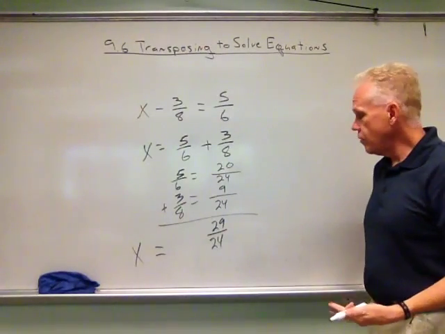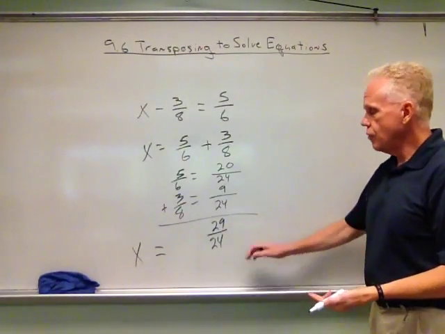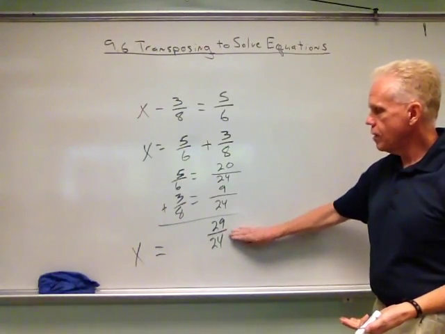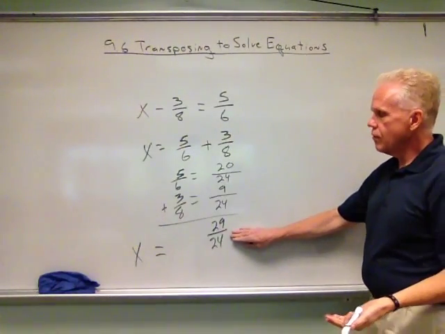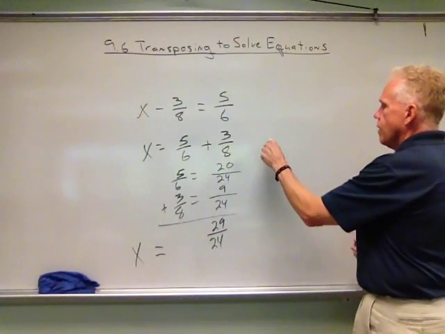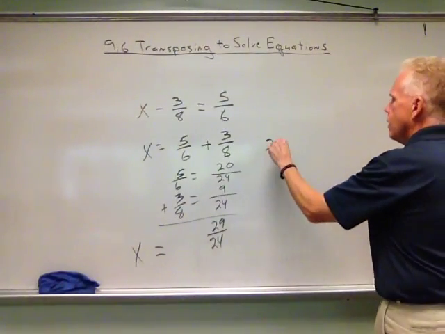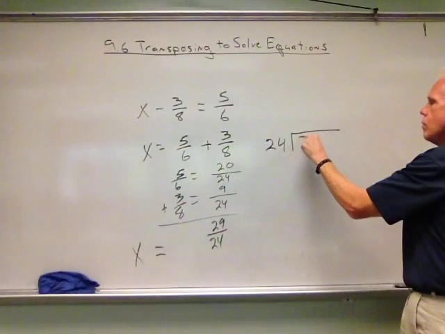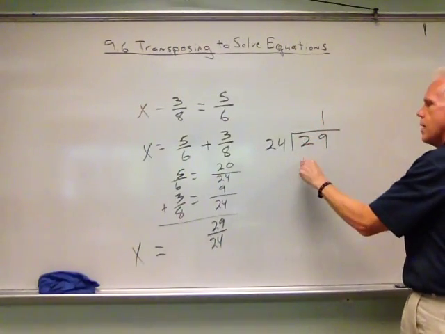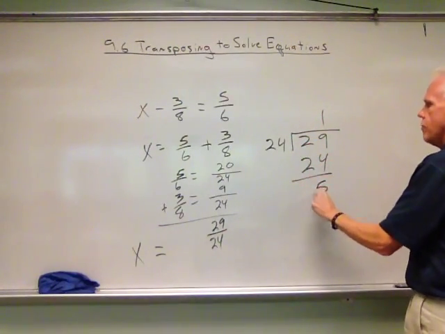Now, if for some reason you decided you wanted to make that into a mixed number, because right now it's an improper fraction, you would see that 24 goes into 29 one time, and that's 24, 5 left over.